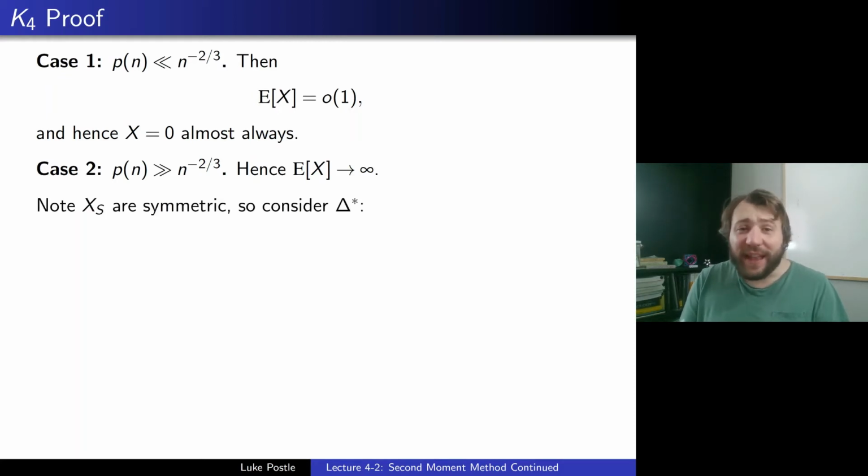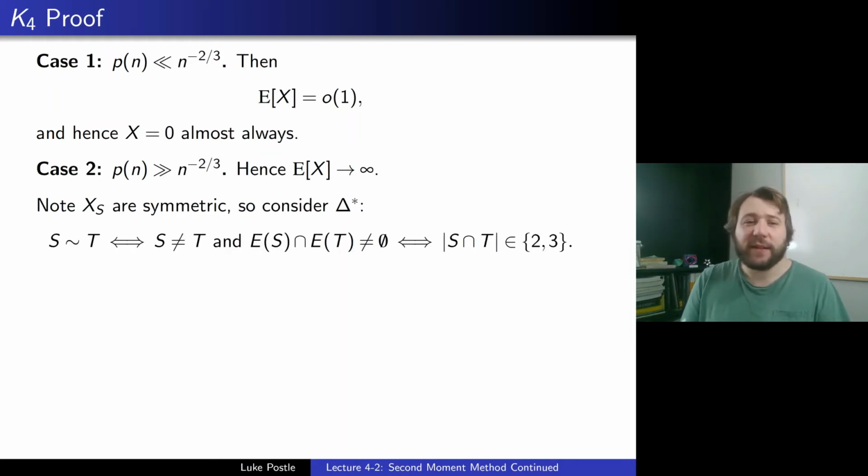Since the X_S are symmetric, since these indicator random variables for the various 4-cliques are clearly symmetric, we'll consider this delta star to do the work for calculating the variance and covariances. All right, so let's proceed with that. We'll note that if you have 2 4-sets S and T, that these are dependent when S is not equal to T, because when S is equal to T, we just don't write the tilde for that.